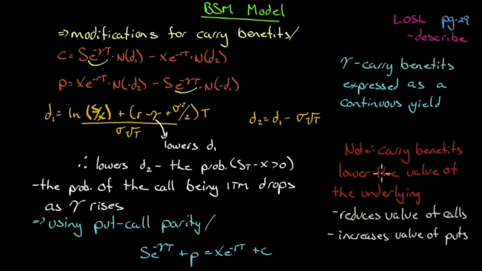Note, carry benefits lower the value of the underlying. It reduces the value of calls. It increases the value of puts. So if the underlying has a carry benefit, we will pay more for puts and we will pay less for calls. And using put-call parity, remember it was just S plus P. Well, there it is again. It's sneaking in there again. So we just have to remember to add that term in.